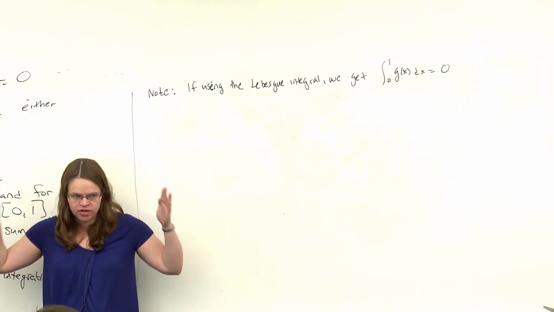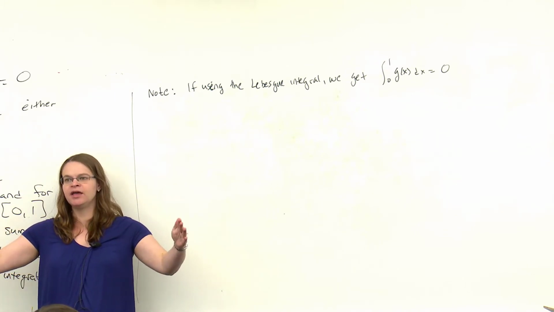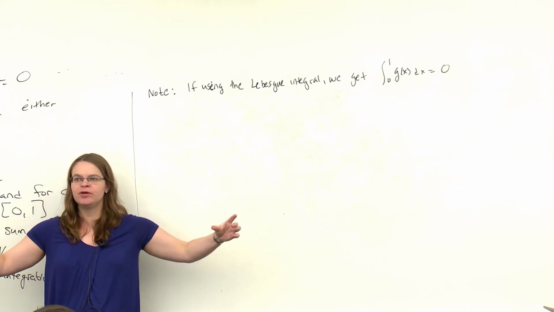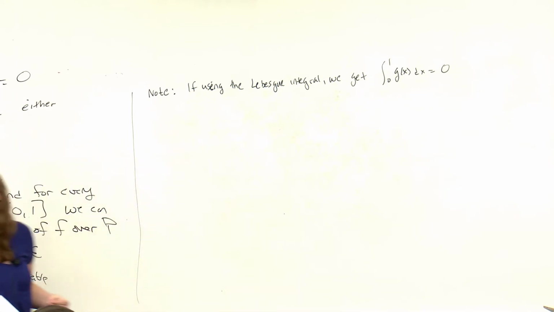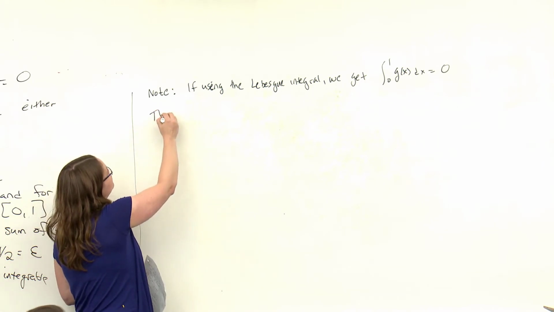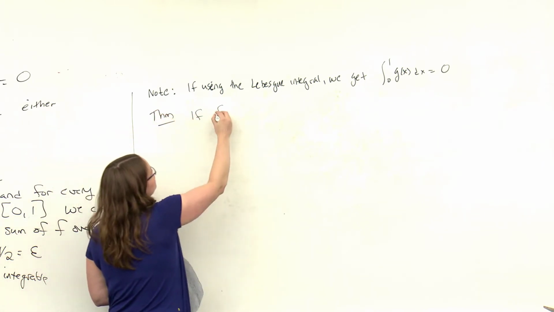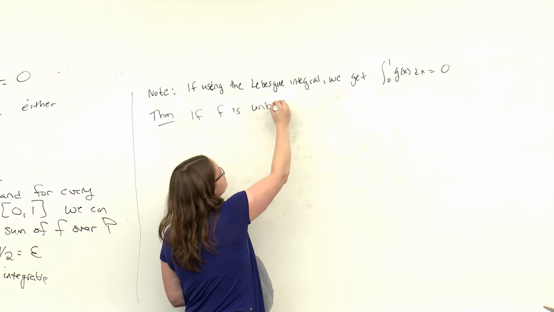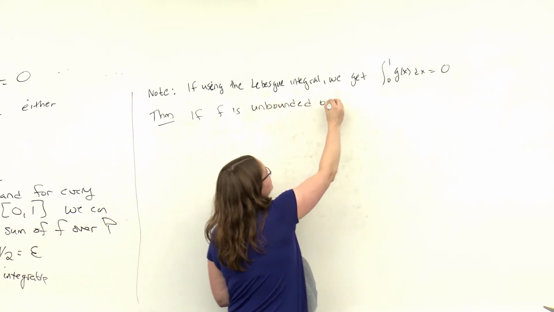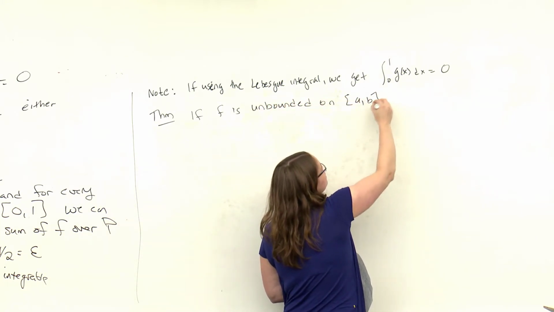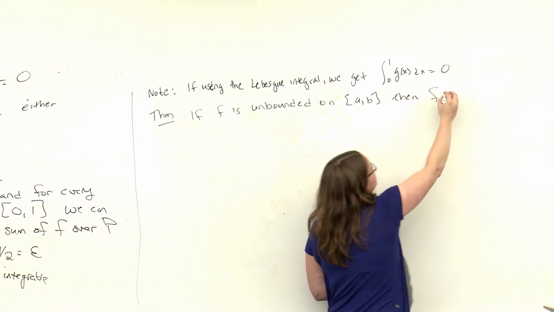If you want to straight out use the definition of the Riemann integral, I take my interval, I break it up into subintervals, I use this definition. It turns out you cannot do that with unbounded functions. You need to carefully define this in terms of other limits. So this is a theorem. If f is unbounded on [a,b], then f is not Riemann integrable.